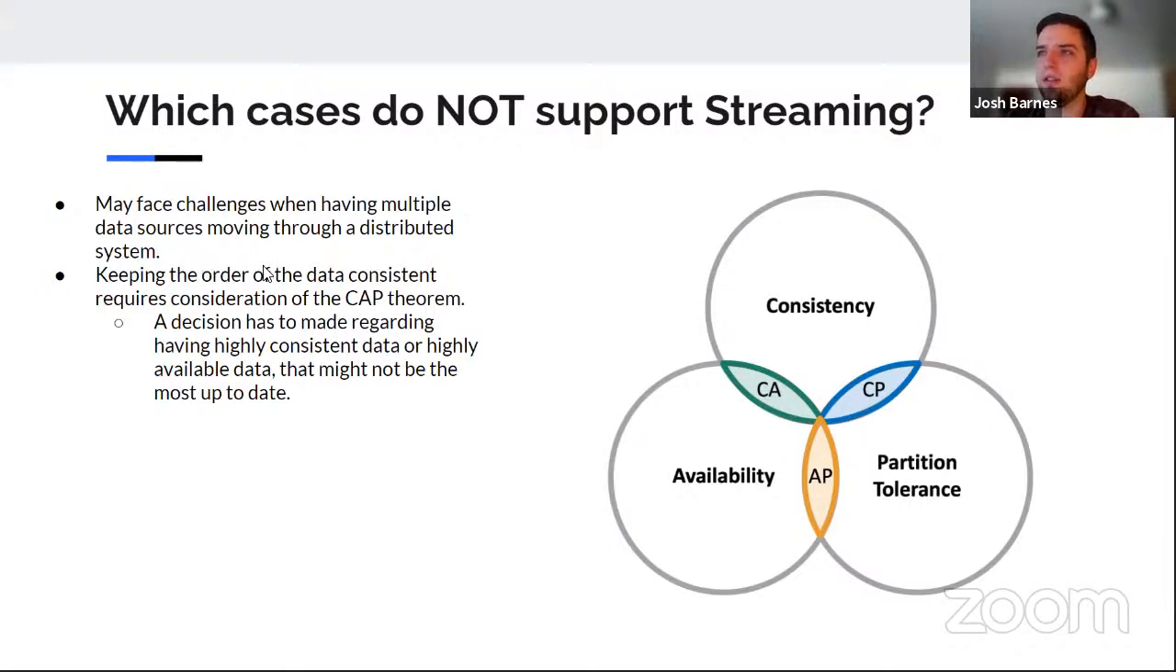You may face challenges when you have multiple data sources moving through a distributed system, and you're going to have to really consider the CAP theorem in this. So you have to decide, is your data going to be highly consistent or highly available? As well as partition tolerance. You're going to have to make a choice. Do I want all this data exactly the same and correct everywhere, but that's going to maybe take more time and reduce your availability? Or do you want it available all the time and you're not really caring how accurate it is? So these are things you need to consider when setting up your stream and what your use case is.